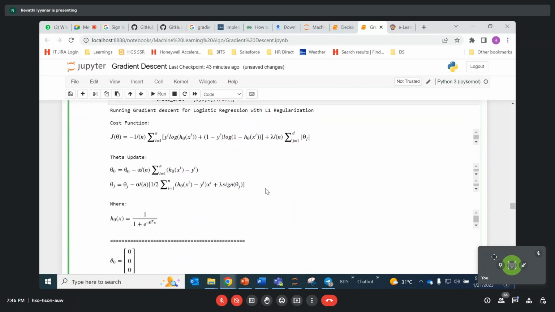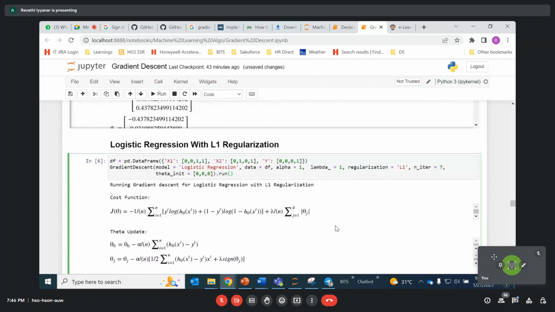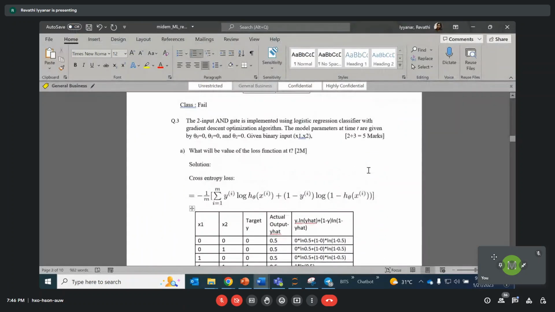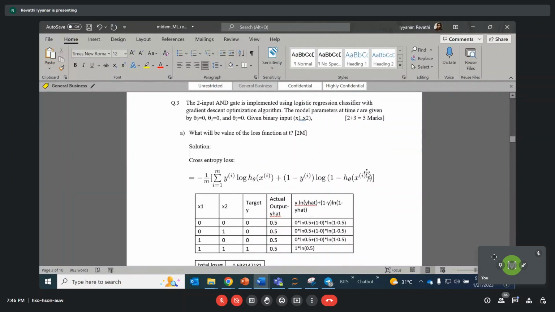How are the x's and y given in the question? Can we have a small look? In this particular question, they have not given them directly. They specified an AND gate, so we have to write the truth table for the AND gate.